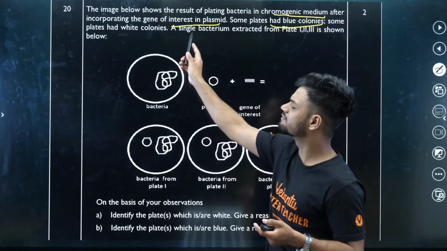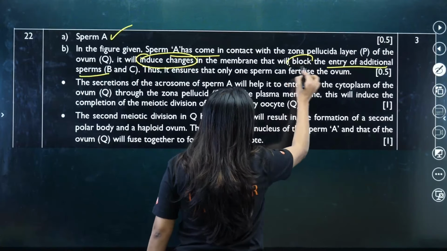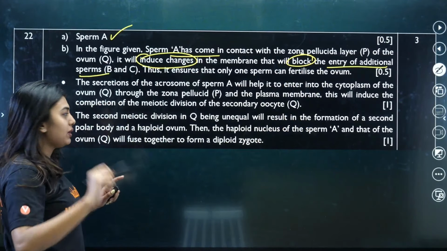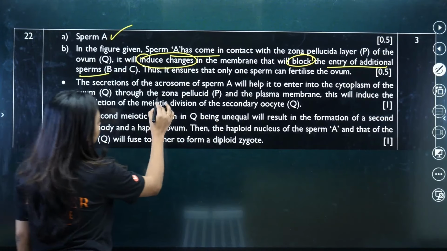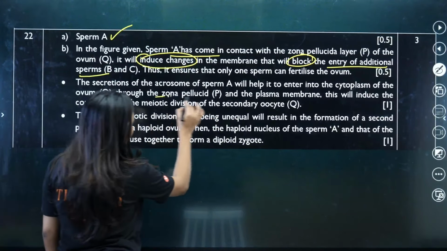I think sir mentioned everything, so sperm A is the correct one. Okay, in the figure, sperm A comes in contact, so what will happen? Blockage, that means entry of additional sperms will not happen, that is induced changes, block. Okay, these are the keywords, and only one sperm will enter inside. Now, the secretion of the acrosome, that is what sir told, the head of the sperm, as soon as it enters into the cytoplasm of the ovum through the zona pellucida, the plasma membrane will induce the completion of the meiotic division, forming of the secondary oocyte, that is the Q, the center. Now because of that, what is going to happen? Your polar body will be formed and then division will happen, resulting in the formation of a diploid zygote.